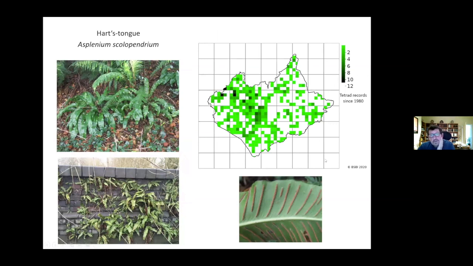Hart's tongue. This is a fern with a simple blade, and it has linear sori. It grows in woodland. This is a patch of ferns, I think it was in Ketton Quarry. And it also grows on brickwork. This is in Aylestone Meadows. This is one of the old bridges over the Great Central Railway. And this was absolutely covered in hart's tongue. It does seem to have a preference for lime mortar.